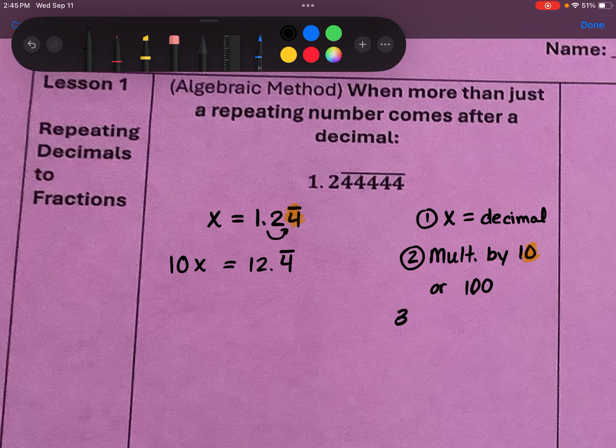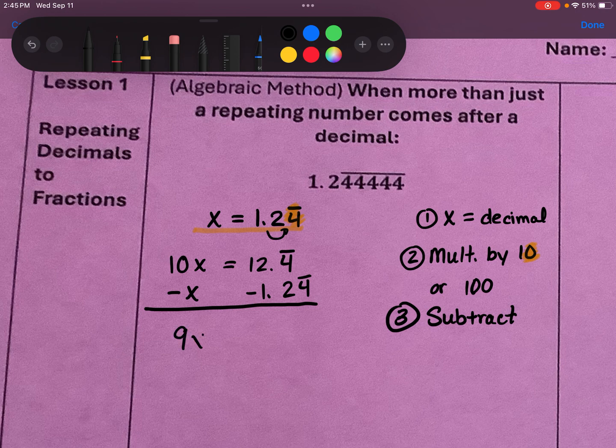Then the third step is to subtract. We're going to subtract x from both sides. But remember that x is actually equal to 1.24. So when we subtract these, 10x minus 1x is 9x. On the right side, before I can subtract, I notice I'm missing a digit above this 4, so I need to add another repeating 4. Now 4 minus 4 is 0, and 12.4 minus 1.2 is 11.2.